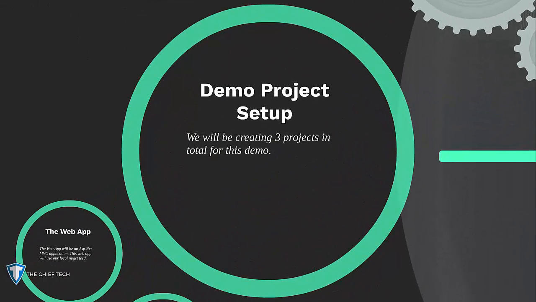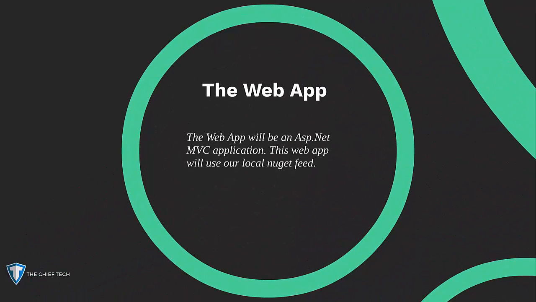We're going to start out by creating some demo projects. This will consist of 3 main projects. The first project will be the web app. This will be an ASP.NET MVC web application, and we'll be using this web application to consume our NuGet feed.